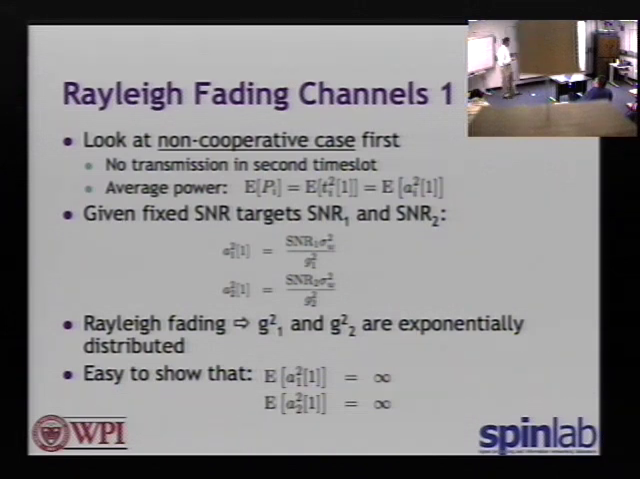This came to me as a giant shock, but it makes sense. If you have exponentially distributed random variables in the denominator of a fraction and you take the expectation, it's very easy to show that the expected amplitude is infinite. So this is not good. This is particularly bad. It says if I don't do any cooperation, my average power that I have to put into the channel to meet a fixed SNR target is infinite.